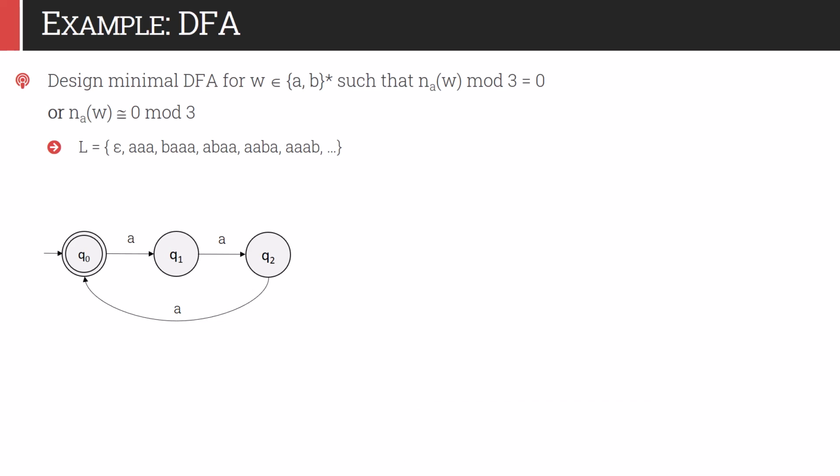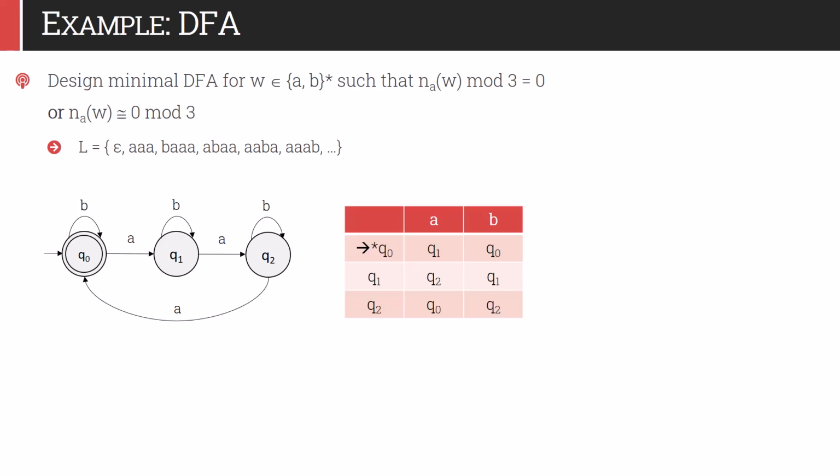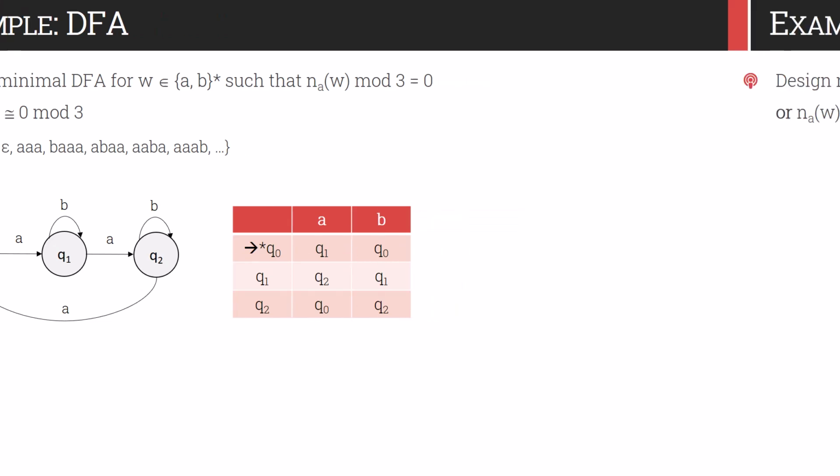What about B? We can have any number of B's before A. We can have any number of B's between these two A's. We can have any number of B's after 2 A's. So this will give us all the desired strings in language L. And this is the corresponding table for that.